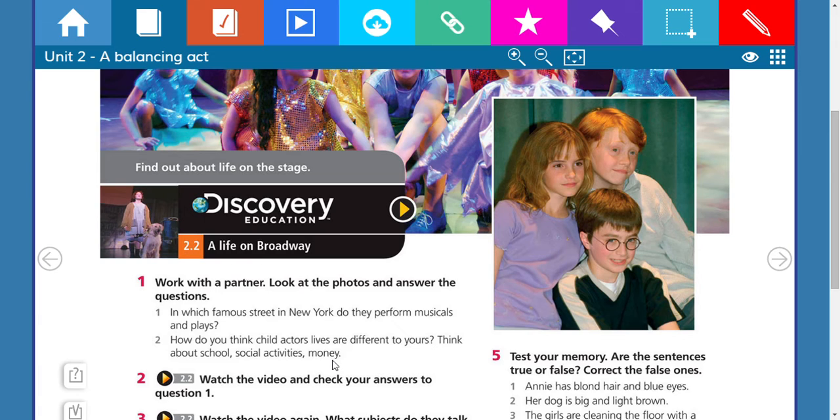For example, if we talk about schools, maybe they go to private school or they have private teachers. In contrast, we go to a school. It could be a national school or private school. About social activities, well, that's different, because you can go out with no problems. But in the case of the actors, it's a problem because many people love them and, in some cases, they could be at risk. So they have security guards. About money, the rich people, no, the rich kids. In contrast, we work a lot to get money. Okay, watch the video and check your answers.